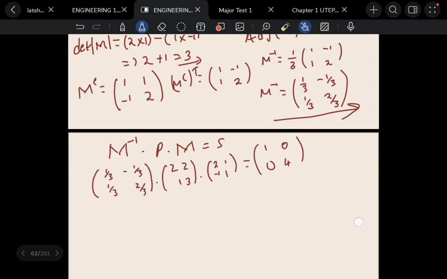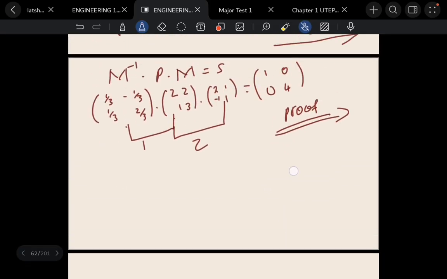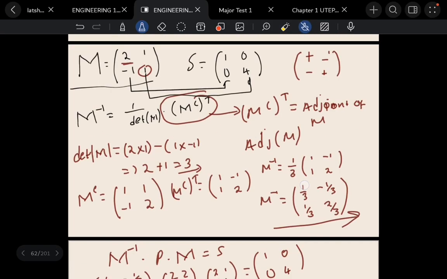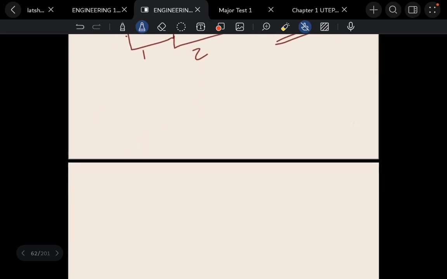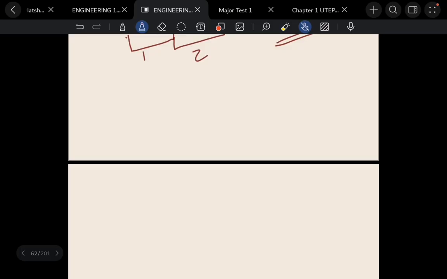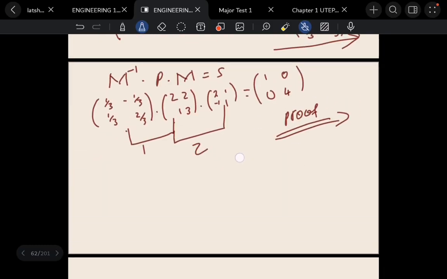Then you have proven it. We have proven it. This is a proof. Now you can take a calculator and multiply all these, and you'll have 1, 0, 0, 4. You can also find the inverse of a matrix using a calculator, but I was just showing you how you can do it using your hand. Right, so this is your diagonalization of a matrix.